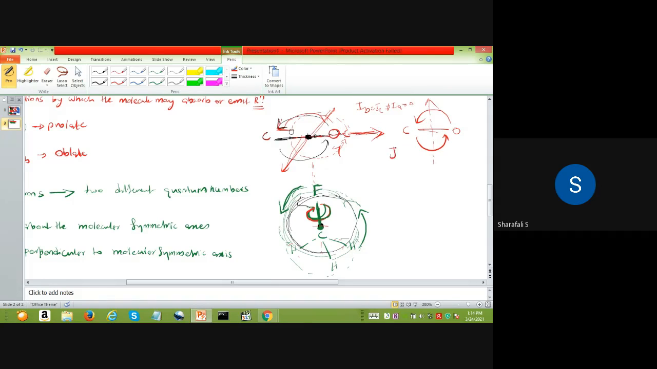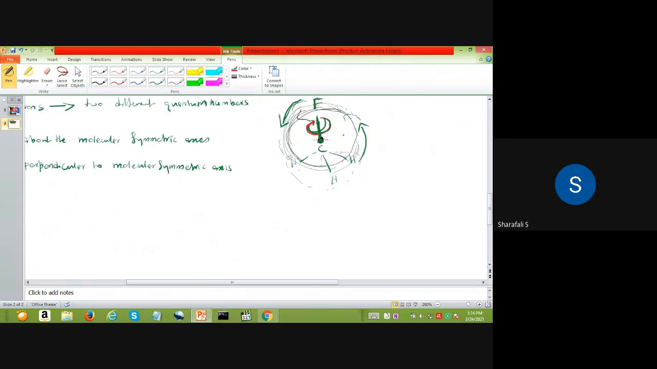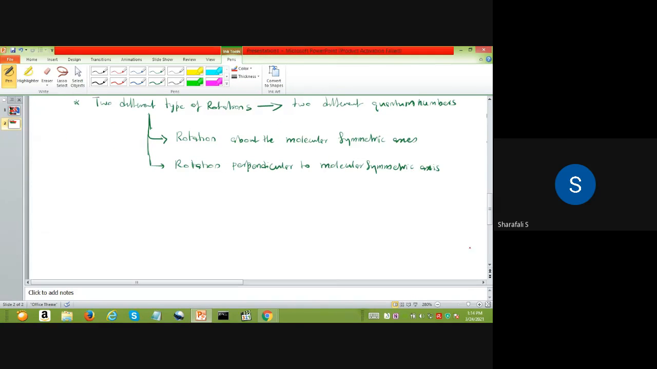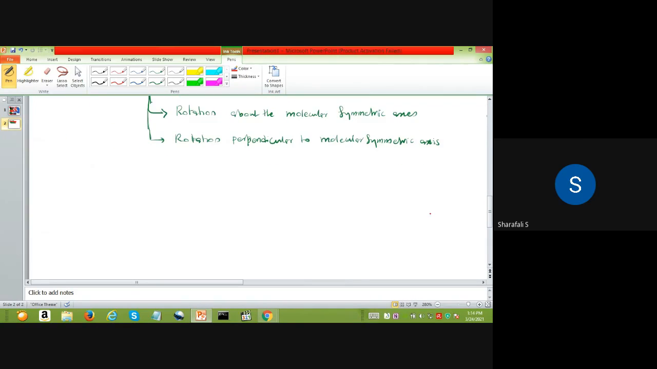So we only need one quantum number, which is J. But in the case of a symmetric top molecule, we have two different kinds of rotation. So we need two different quantum numbers, and we take them as J and K. So we'll consider two different quantum numbers in the case of symmetric top molecules.